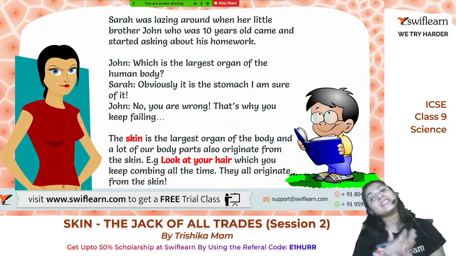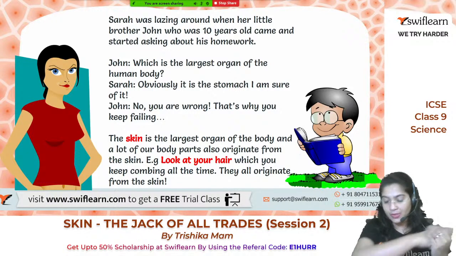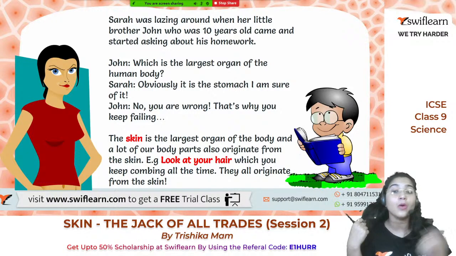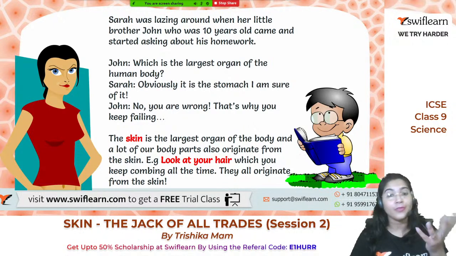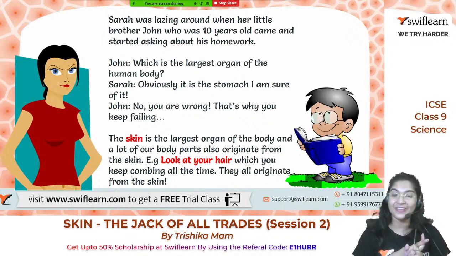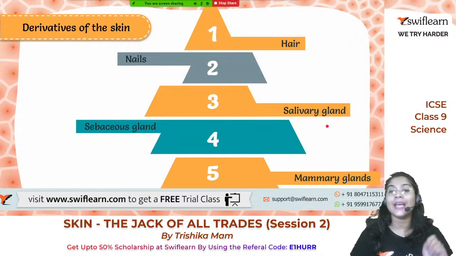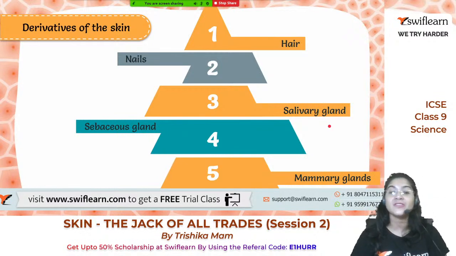But the skin also has different things which we can see from outside. Do you see the long hair which we have on our head, right? So, from where do they originate? We will study all this in today's session. Fine. These are basically known as the derivatives of the skin. So, what are the main derivatives of the skin?